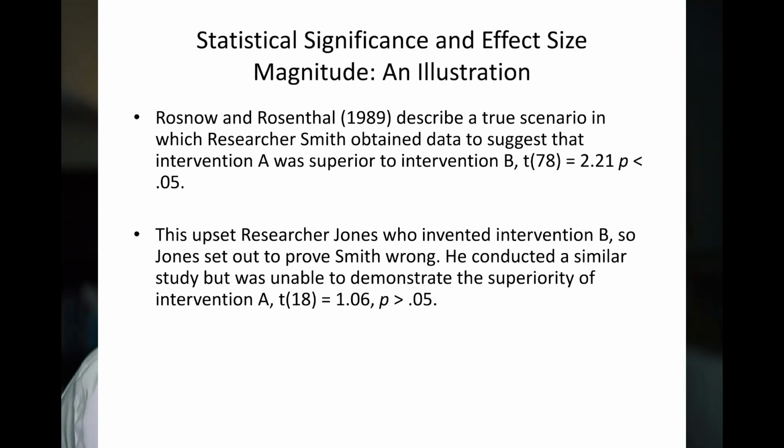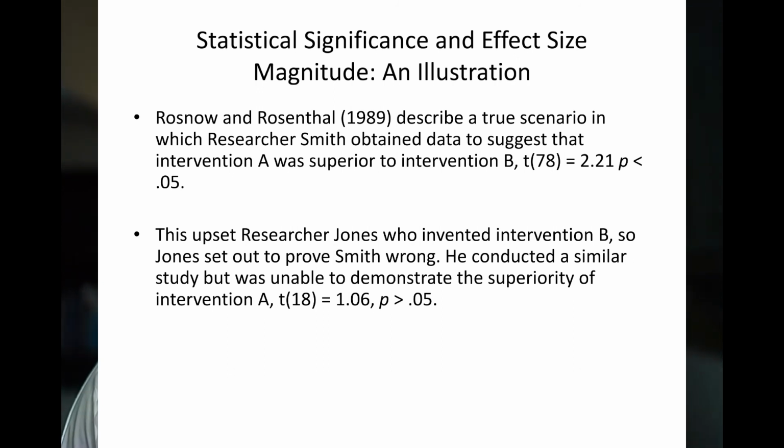Researcher Jones, who came up with intervention B, says, no, my intervention's just as good, and sets out to prove Smith wrong. Researcher Jones conducted a study and found no effect, so no difference between the two groups. Researcher Jones says, no, there was no difference.